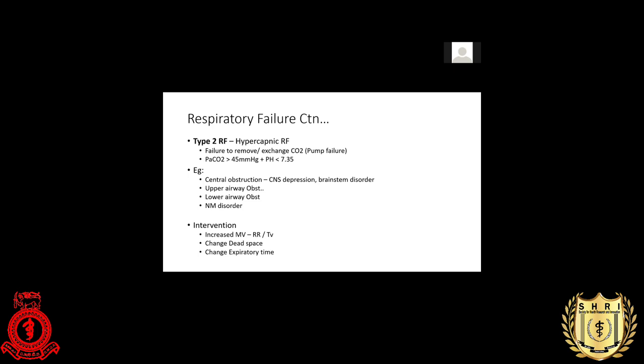When you do the ABG in this patient, you can see increased carbon dioxide level with reduced pH. These are some examples of type 2 respiratory failure. This can occur due to central causes like CNS depression, upper airway obstruction, lower airway obstruction, or neuromuscular disorder. So how do we intervene in this situation? We can increase the minute ventilation of this patient by increasing respiratory rate or tidal volume, or by changing the dead space, or by changing the expiratory time.